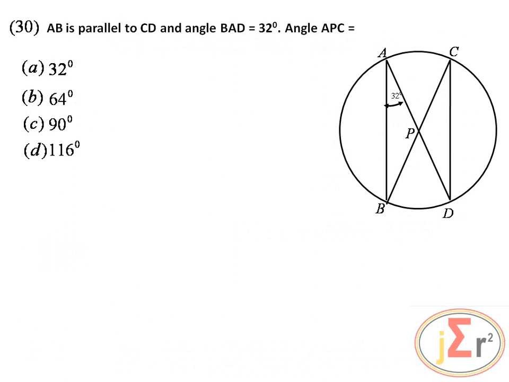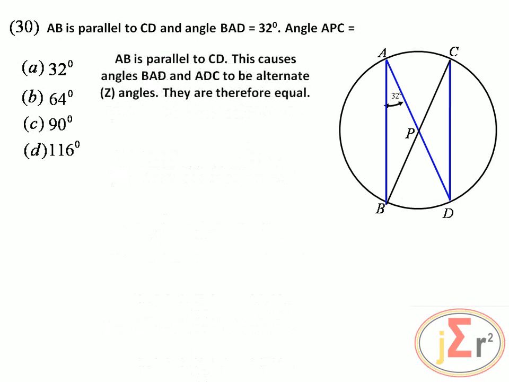AB is parallel to CD and angle BAD is 32 degrees. We need to find angle APC. What do we do? First, of course, we are throwing in some highlights for some of the line segments that we have. AB is parallel to CD, as it is said.